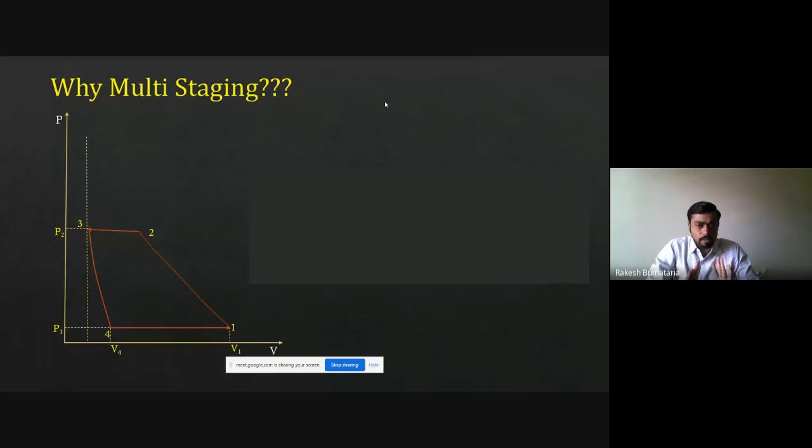So this is the PV diagram. We are all aware of this diagram because we just discussed it: points 1, 2, 3, 4, and back to 1. Here are suction, compression, delivery, and expansion.